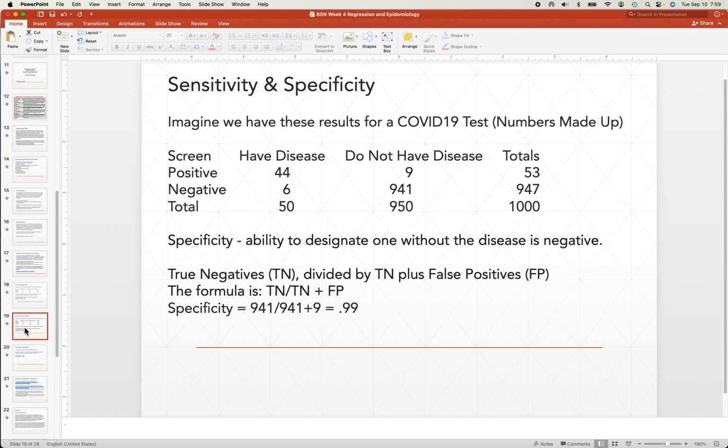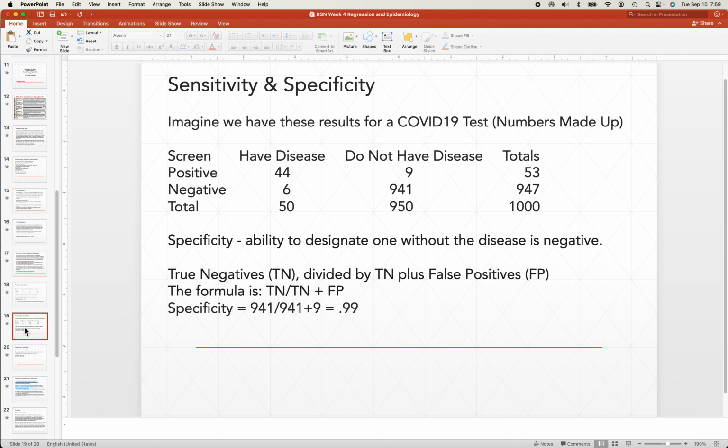Specificity is the ability to designate one without the disease as a negative. So again, I have the same numbers that I made up on the prior screen. I posted those here. Our formula for specificity is where we take our true negatives and we divide these by the true negatives plus the false positives.